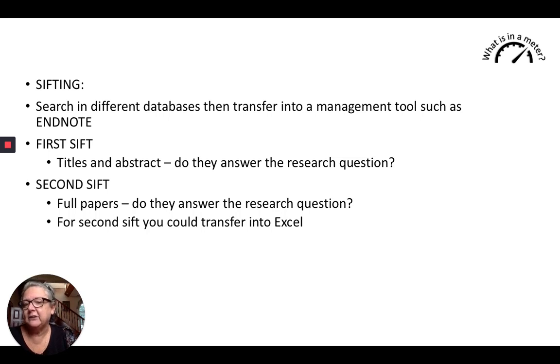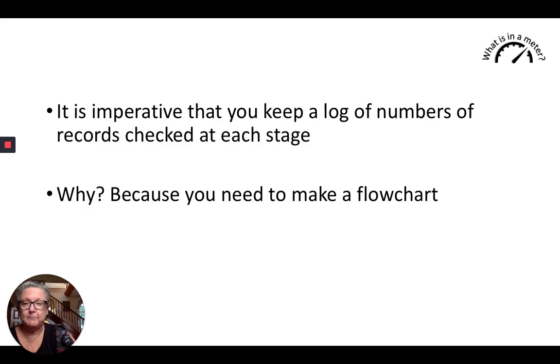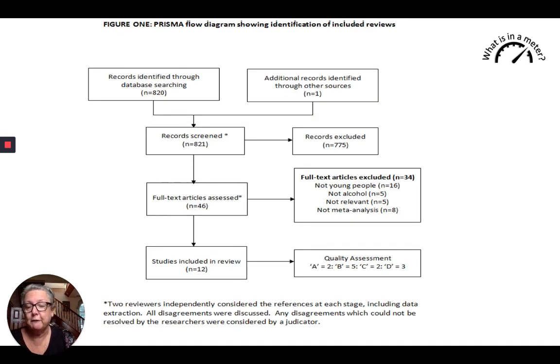Normally at this point, I'll transfer the papers into an Excel table so that you can manage them and put reasons why they're not included, and you have to give a reason at second sift why you won't include them. And it's imperative that you keep a log of all of these numbers at all stages. So you need to know how many went into your EndNote library, how many went through to sift 2, and of sift 2, how many were excluded for different reasons. And the reason for that is you need to make a flowchart.